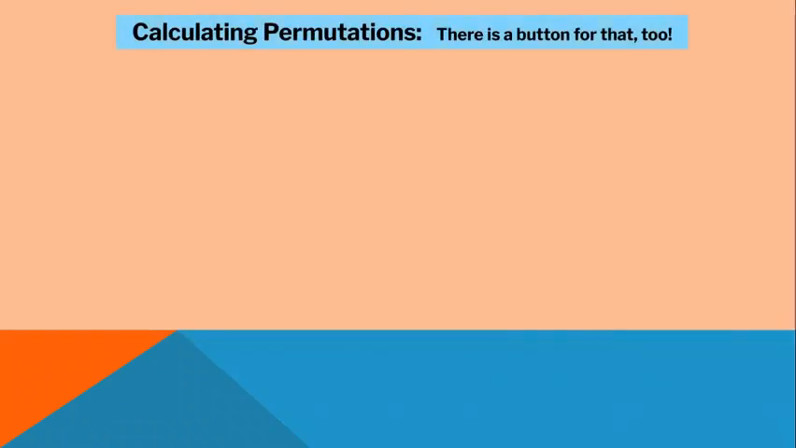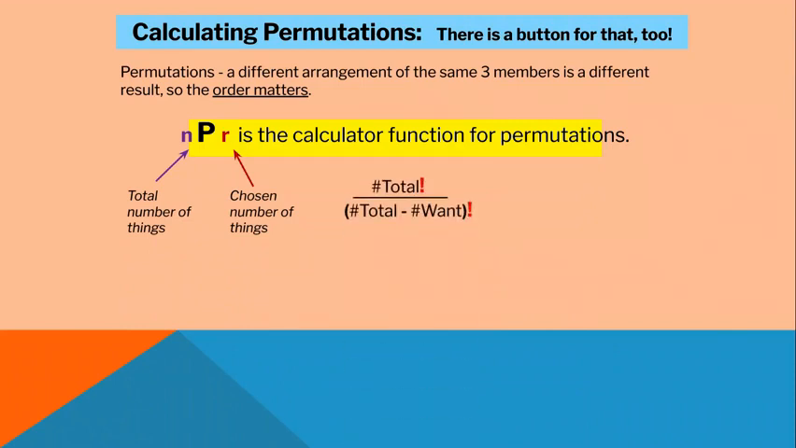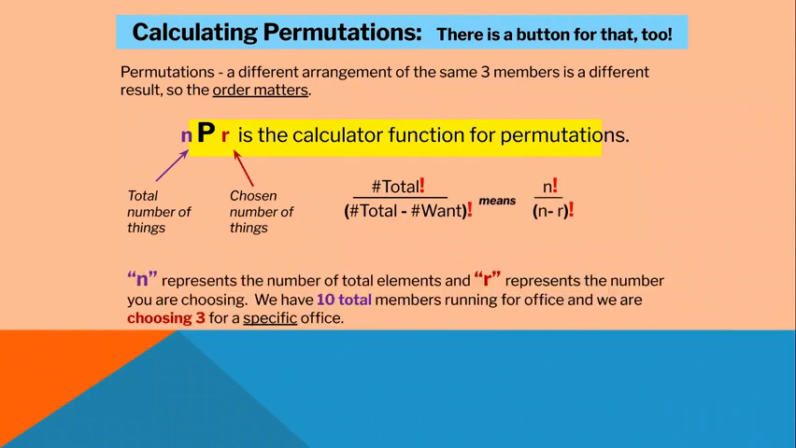There's a button for permutations too. So permutations, different arrangement of the same 3 members is a different result, so order matters. So nPr. The first thing we're going to enter in our calculator is the total number of things. Then we're going to go to the probability screen and pick the permutations button. And the second number is the number of chosen things. So n is always bigger than r, and your calculator does this formula for you.